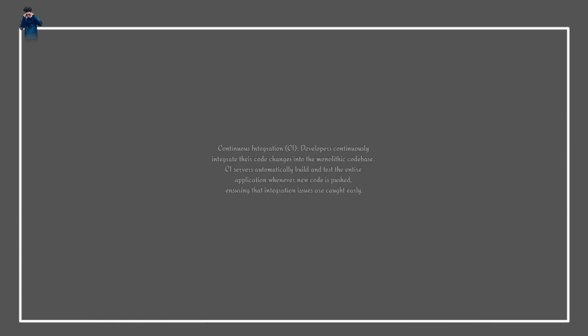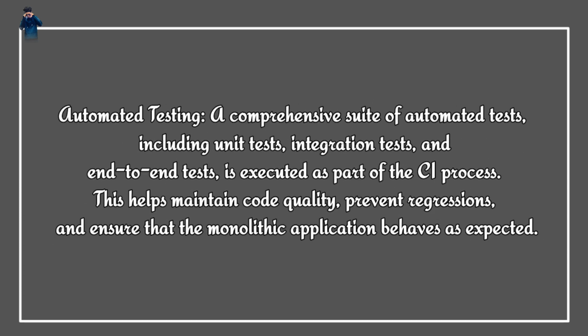2. Automated testing. A comprehensive suite of automated tests, including unit tests, integration tests, and end-to-end tests, is executed as part of the CI process. This helps maintain code quality, prevent regressions, and ensure that the monolithic application behaves as expected.